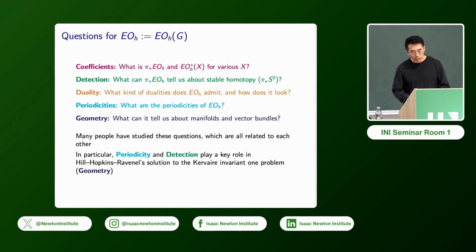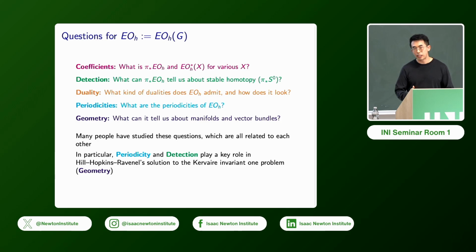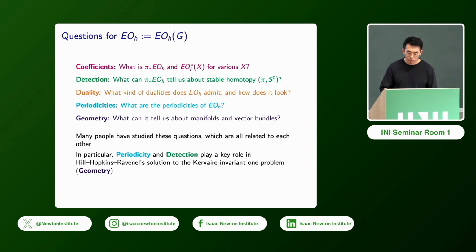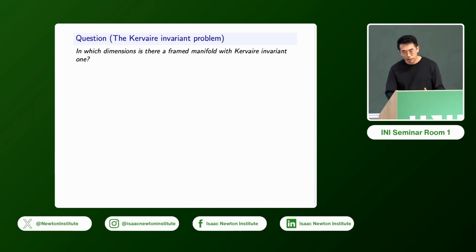So what I want to say is that many people have studied these questions, and these questions are all related to each other. In particular, the periodicity and detection of these EO theories play a key role in the Hill-Hopkins-Ravenel solution to the Kervaire invariant one problem, which is a problem about geometry. So I want to very briefly talk about the Kervaire invariant problem. I know JD talked about it. I want to also briefly talk about it.